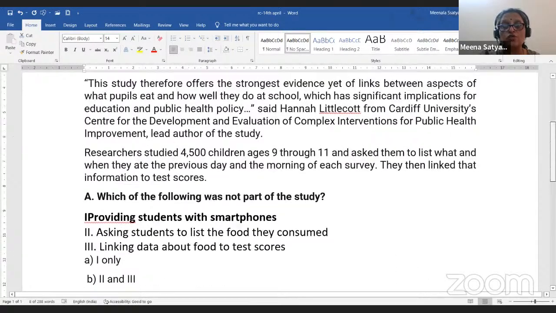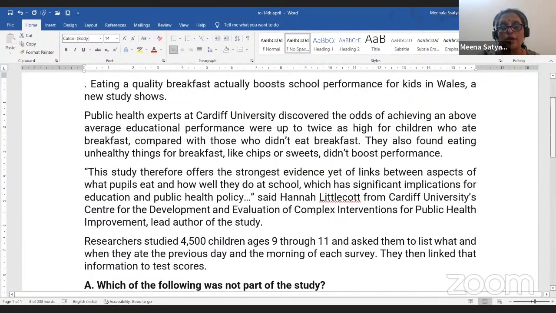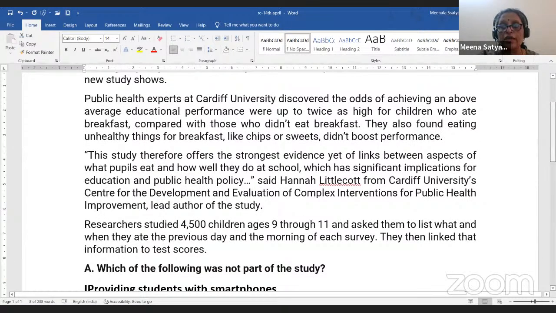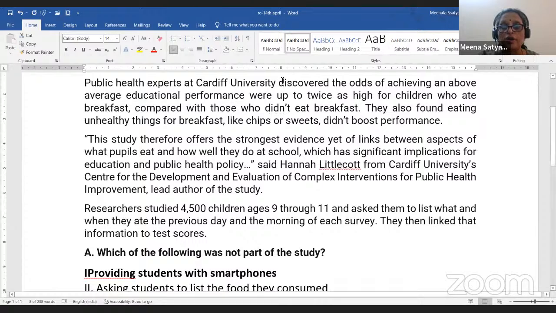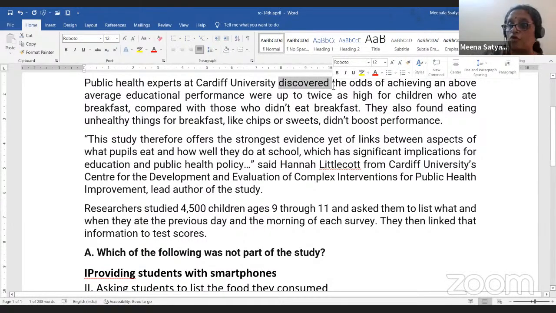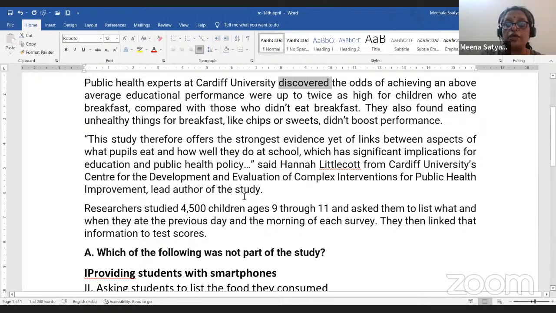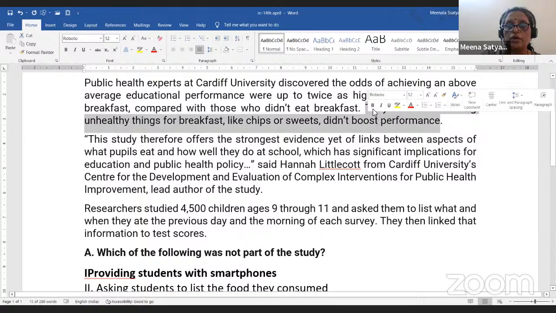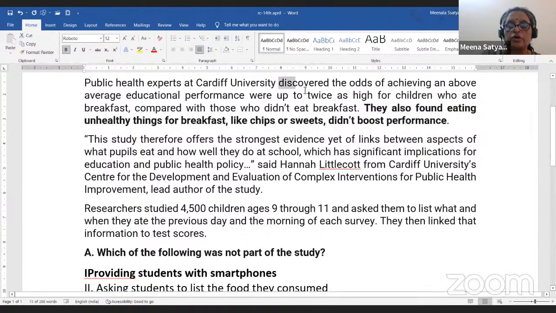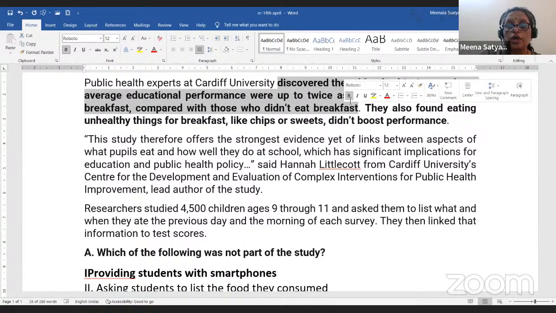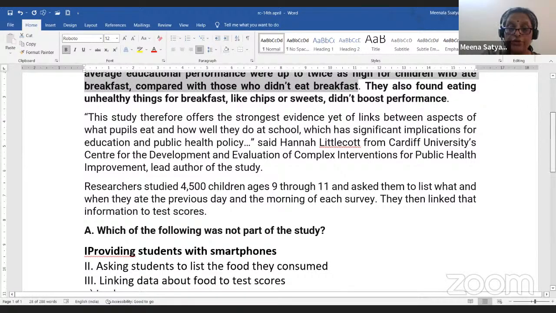Now this, I always tell you. So what happens? First line, there is nothing. Now in the second line, there is something called a discovery. So your mind should go to that. Odds of achieving an above average educational performance were twice for those who ate breakfast compared to the others. They also found eating unhealthy food did not boost performance. So you found something, and then how significant this thing is. Okay, now let's see what happens. So this also they found. Okay, and they also discovered this part. So you can see this, which I have highlighted over here.